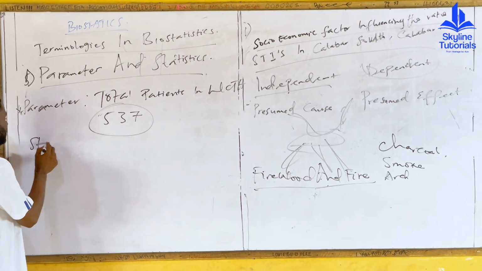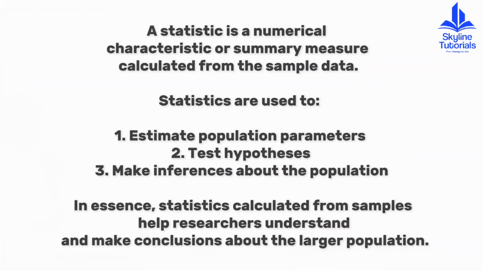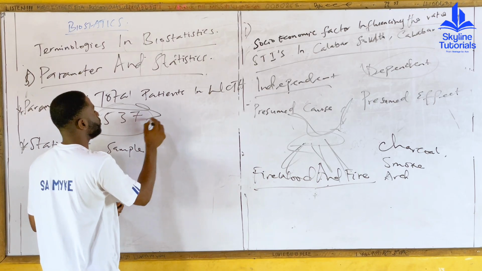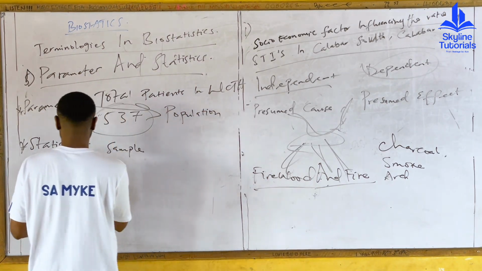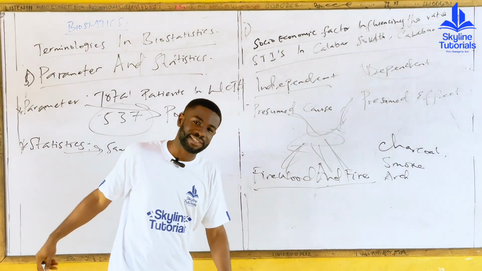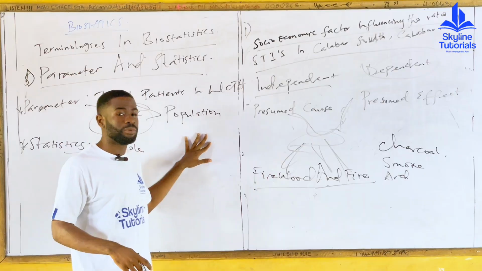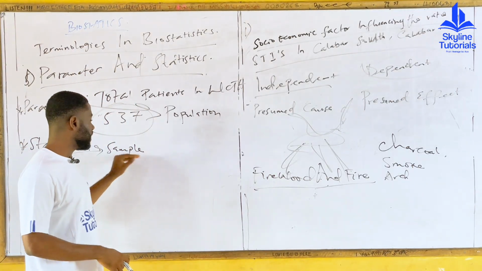Statistics is referred to as the numerical value of a sample. As parameter is to population, so is statistics to sample. PPSS. Parameters are numerical values of population, and then statistics are numerical values of a sample.